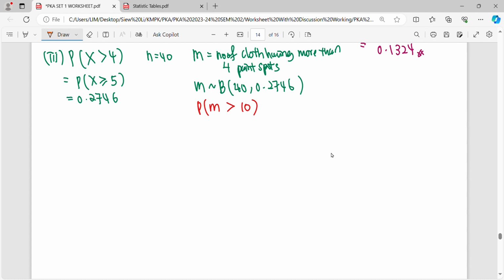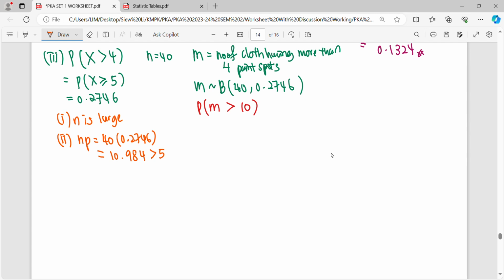You have to see the conditions of the binomial. The first one, n is large. When we say n is large, it doesn't mean that more than 50 is large. The keyword starts from condition number 2, when np, what is that? 40 times 0.2746, the mean. What's your mean? 10.984. Already more than 5.